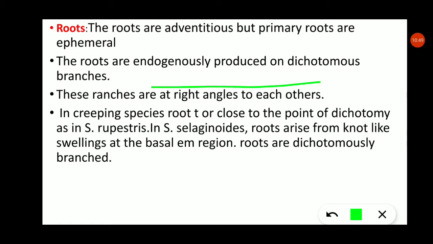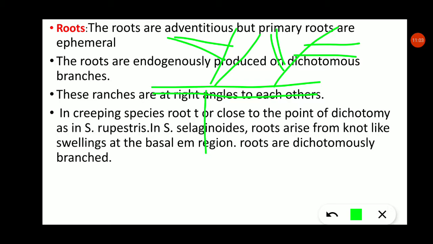This is the stem, and it has dichotomous branching. These branches are at right angles to each other, and from these right angles these roots are produced. Where the branching shows a right angle, from the base there the roots start forming.